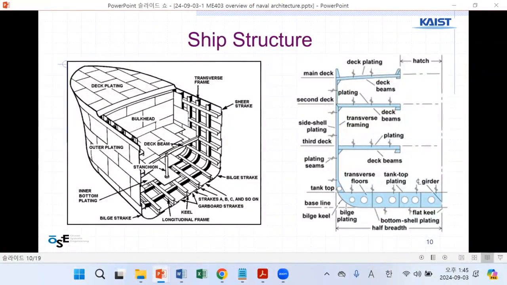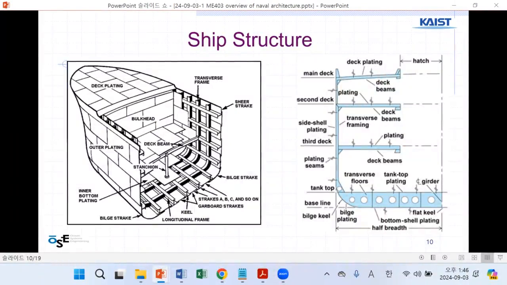So there are many cases of bumping in the bottom. That's why they have another skin, another floor, for safety. If there is a small hole, there can be no more flooding inside the ship. That's the way they have a double bottom. Many big ships have a double bottom.